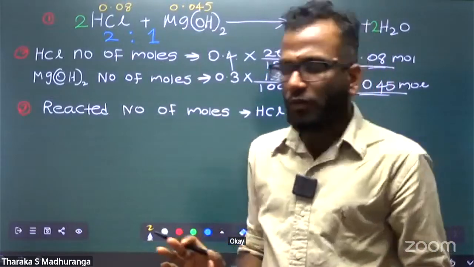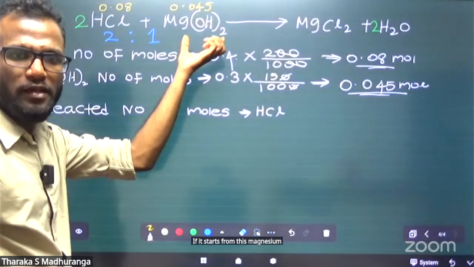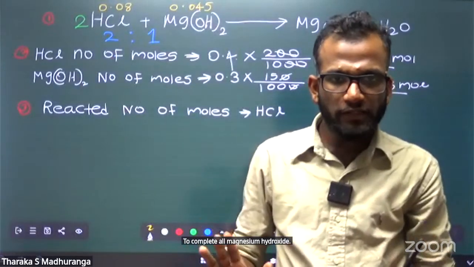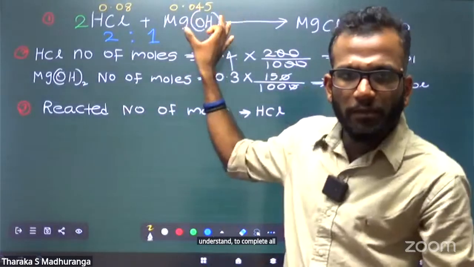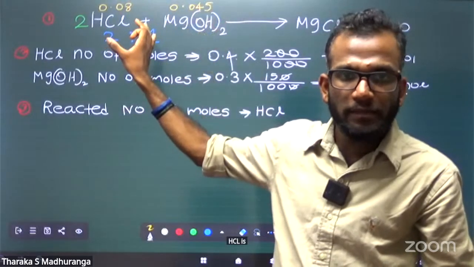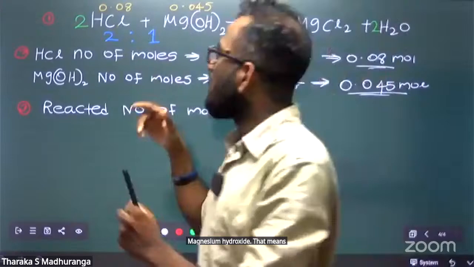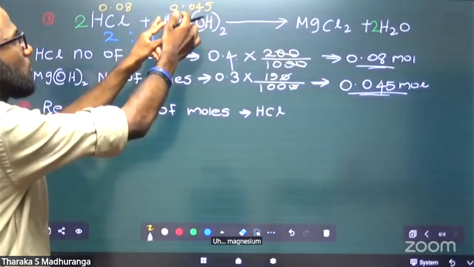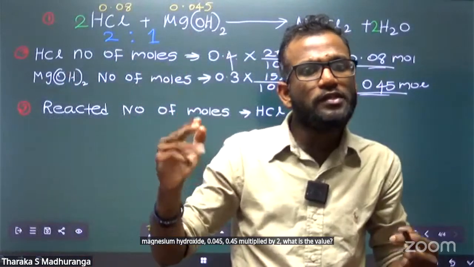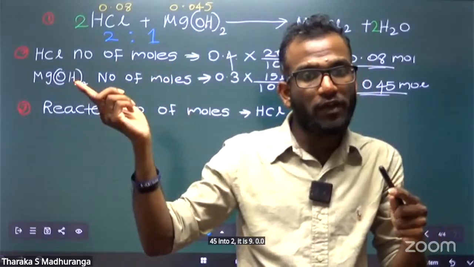Okay. Now, if we start from this magnesium hydroxide, to complete all the magnesium hydroxide, how much HCl is required? It is 2 times magnesium hydroxide. That means 0.045 multiplied by 2, what is the value? 0.09 is required. Is it available?